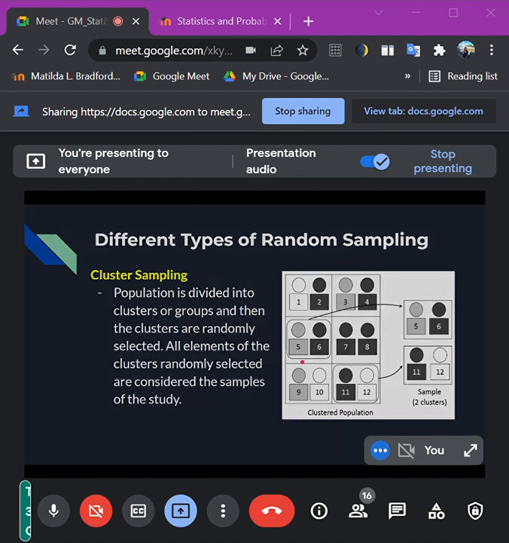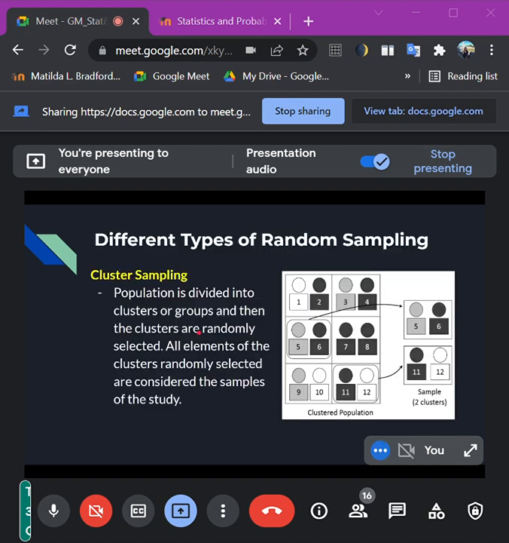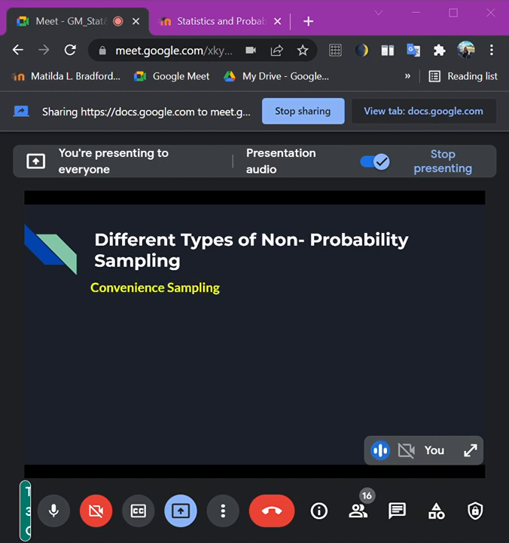Okay, so actually class, all of those things, those 4 random sampling techniques, class, are probability techniques. Okay? So this one. And now, let's go to our non-probability sampling.